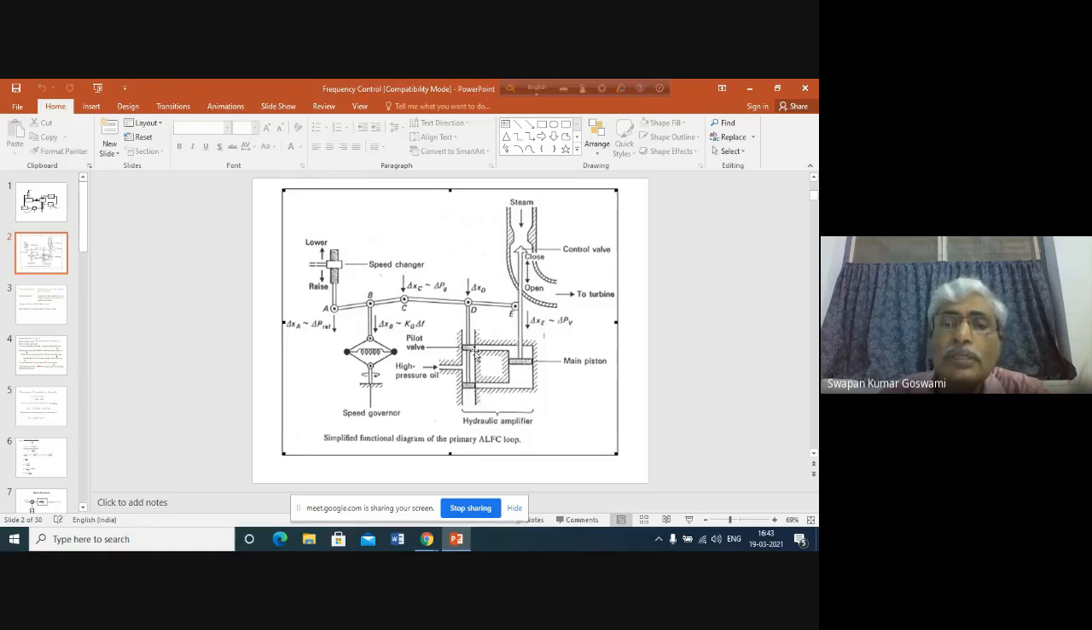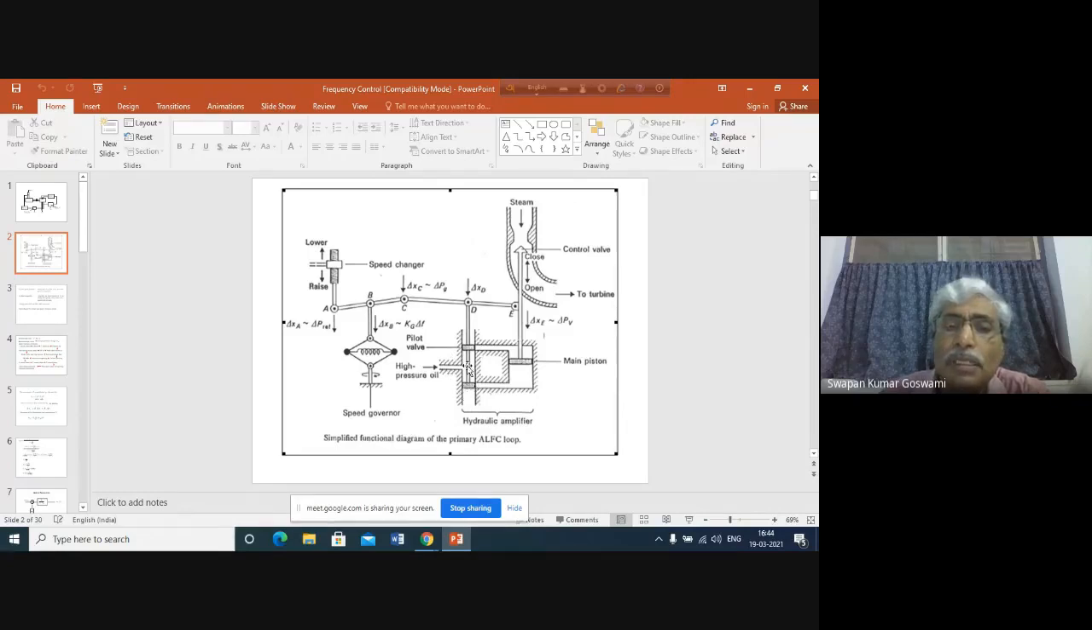Now the operation of this hydraulic amplifier is such that at steady state, what is the steady state? Steady state means speed is steady, speed is constant, speed is synchronous, for a power system having a synchronous generator. So at synchronous speed, at steady state operation, this opening of the hydraulic amplifier cylinder will be closed by this pilot valve. They will be exactly at this location, and their size is such that this opening will be fully closed.